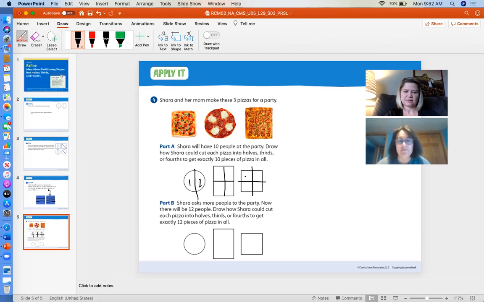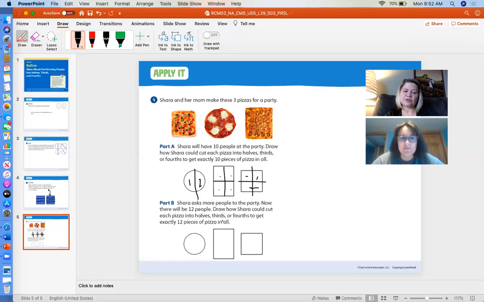So 1, 2, 3, 4, 5, 6, 7, 8, 9. Did I count wrong? No, yep, because 4 plus 4 is 8, and 8 plus 2 is 10. I counted wrong. 1, 2, 3. It's all right. So we did 4s. We did 2 fourths and then a half. So that works, right?